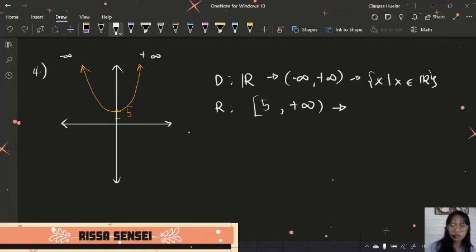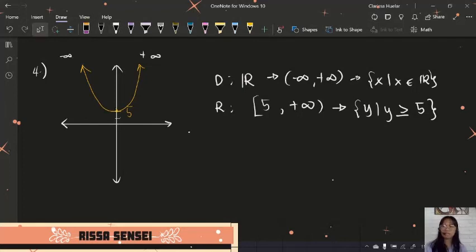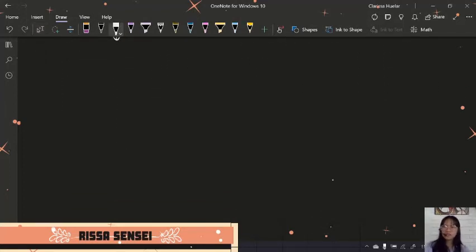Ibig sabihin, yung 4, yung 3, yung 2, yung 0, yung negative 1 million, hindi na siya pwedeng maging value ng y. Okay? And in set builder form, we can write it as the set of all values of y such that y is greater than or equal to 5. So, lahat ng values na mas mataas o equal sa 5, pwedeng maging value ng y. Yun lang. Sorry, ang dami tayong examples kasi para mas maintindihan ninyo.